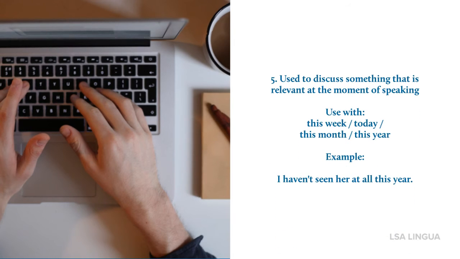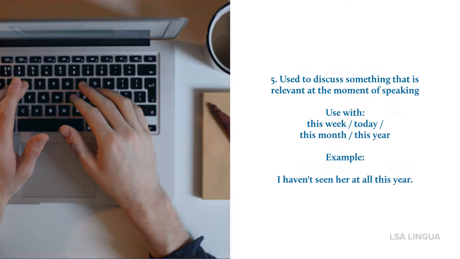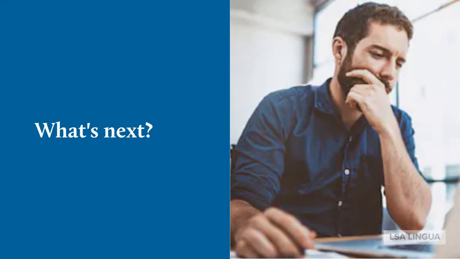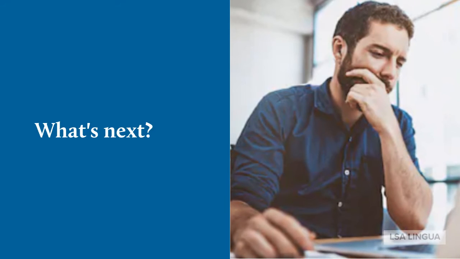So the final usage is to discuss something that is relevant at this moment of speaking. So it's used with time indicators like this week, today, this month, and this year. For example, I haven't seen her at all this year. In this video, we focused on the present perfect simple and its form and usage.